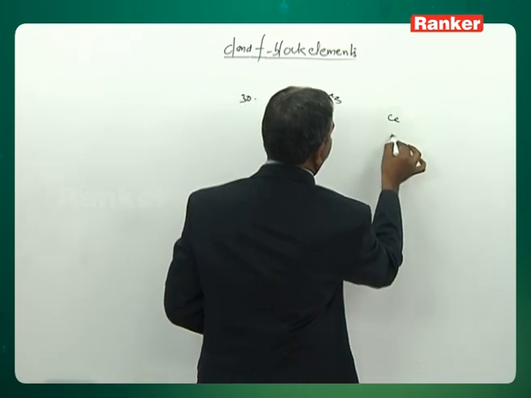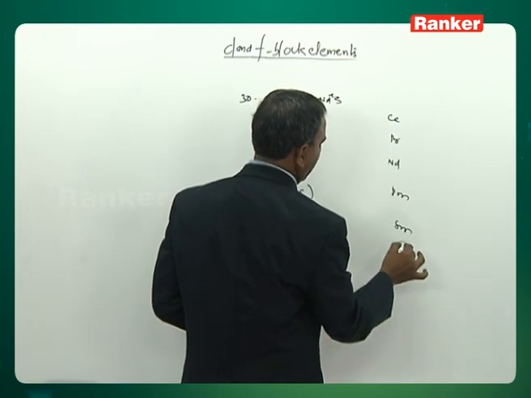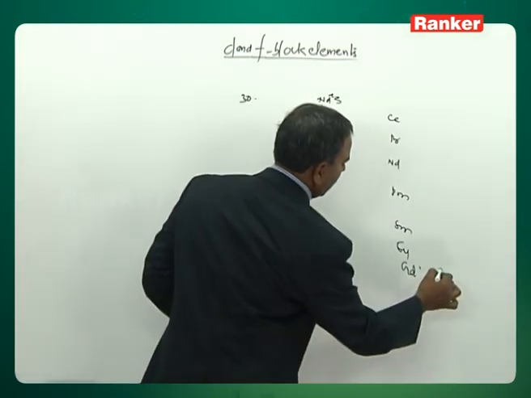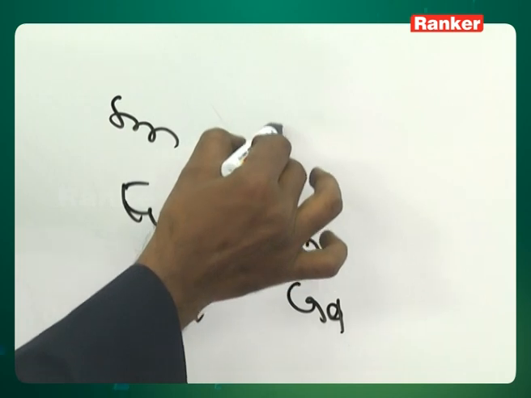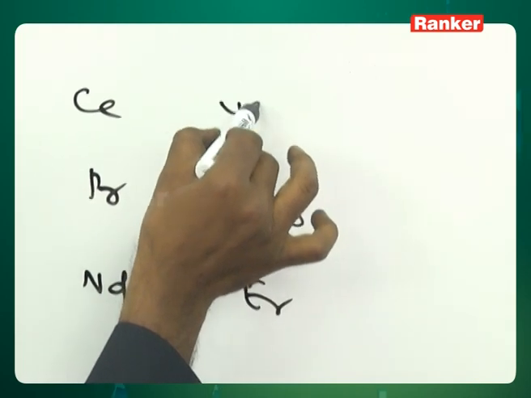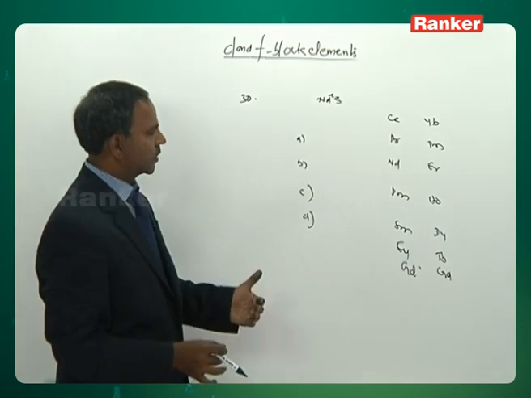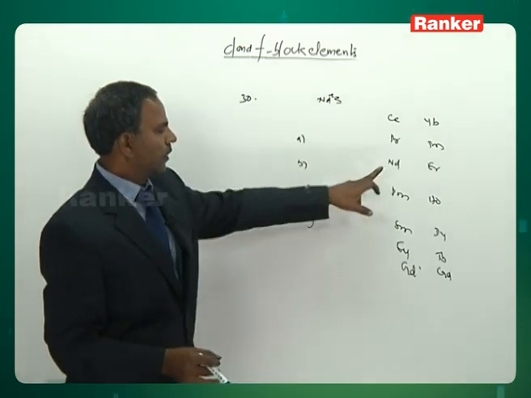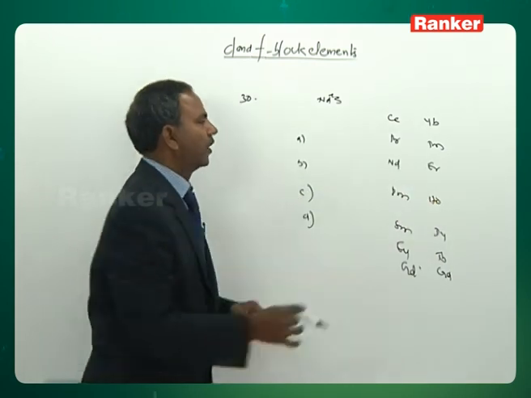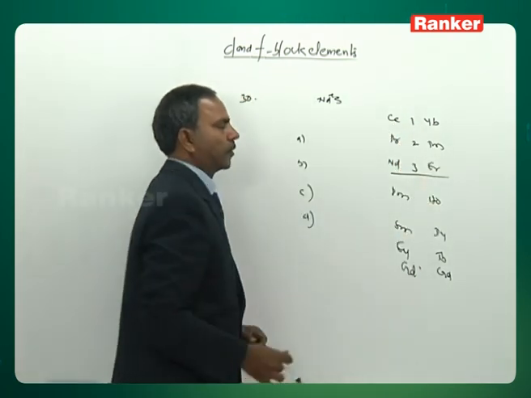Cerium, praseodymium, neodymium, promethium, samarium, europium, gadolinium. Again, continue from gadolinium to the higher elements: gadolinium, terbium, dysprosium, holmium, erbium, thulium, ytterbium. Second time I am writing on the board. This is more or less the same concept as the previous question. Neodymium plus 3 is opposite to erbium. Both have the same number of unpaired electrons: 1, 2, 3 unpaired electrons. The answer is erbium.